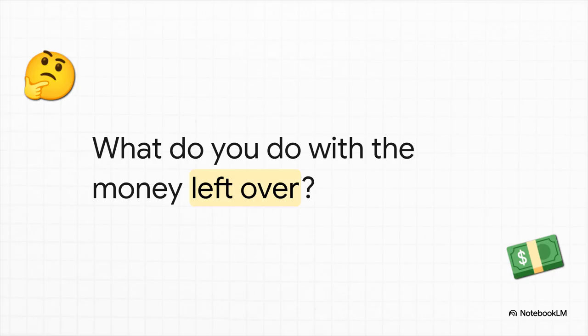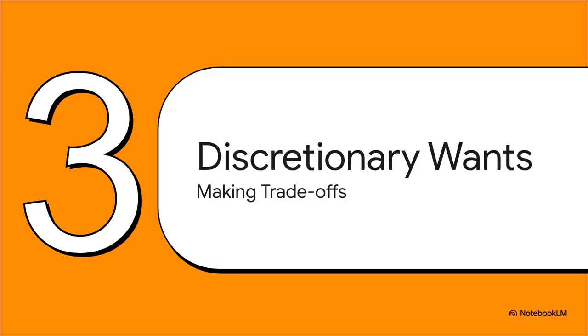It sets up the central tension of the game. What on earth do you do with the money left over? They've got exactly $2.10 in their virtual pocket, and literally every single choice from here on out requires strategy. Which brings us to part 3, discretionary wants and trade-offs.